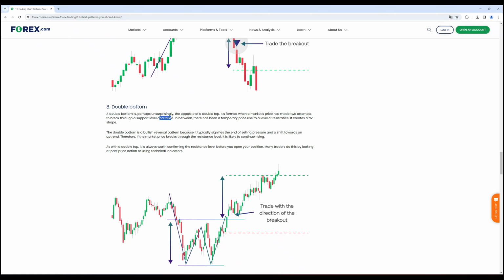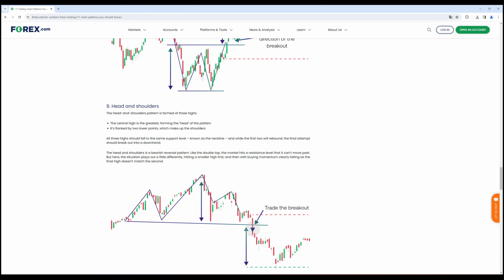And usually it is always worth confirming the resistance level. As you can see, it tries to retest the resistance. And when the buying pressure goes in, more investors are intrigued by this asset class, if it's stocks or cryptos. They start to break the resistance line and they start forming a bullish momentum. So many traders do this by looking at past price action or using technical indicators.